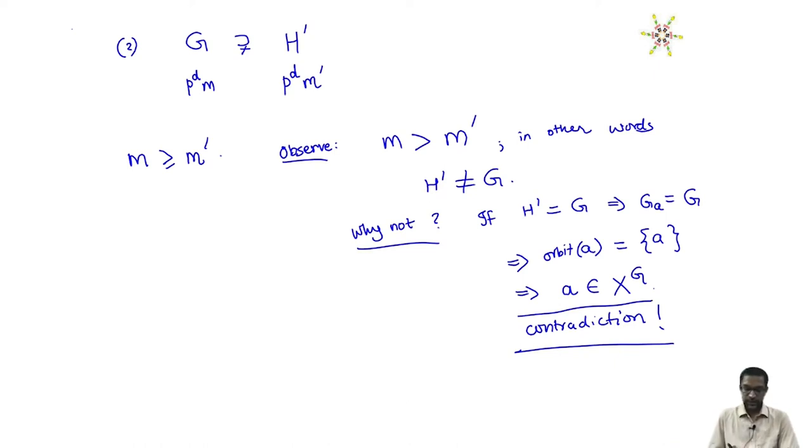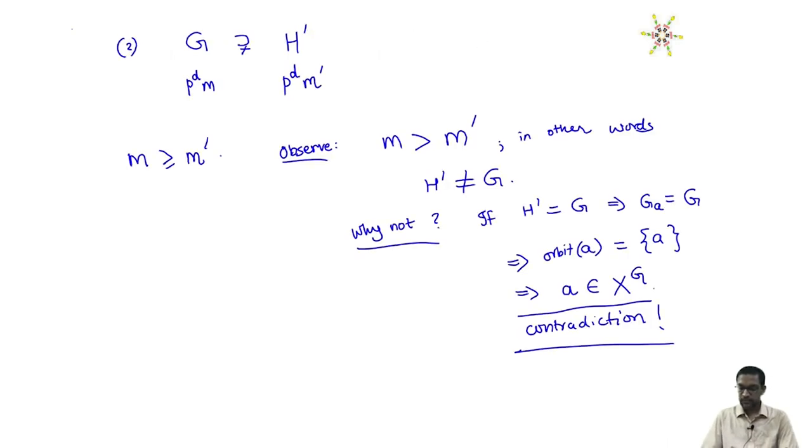So we have managed to reduce the size of the problem. Instead of the original group G, we now have a proper subgroup H prime. Both G and H prime have the same highest power of P dividing both. Now all we have to do is really repeat the argument.